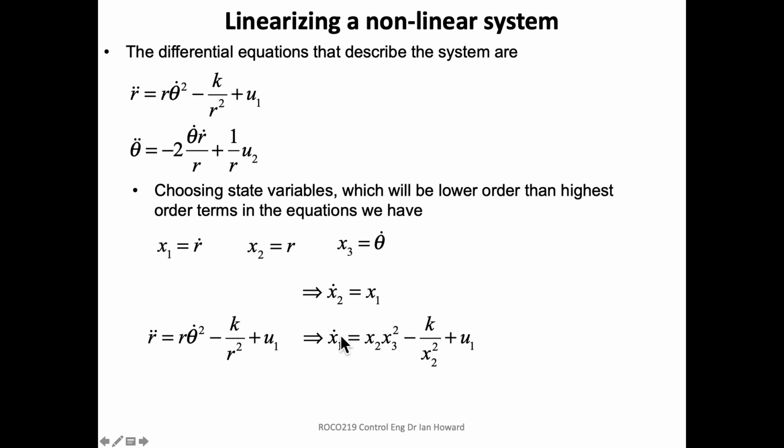So we're doing that now. The first equation then becomes x1 dot, which is basically r double dot, which goes to x2 x3 squared minus k divided by x2 squared plus u1. And the second equation basically goes to x3 dot, which is theta double dot from here, so minus 2 x3 x1 divided by x2 plus 1 over x2 u2.